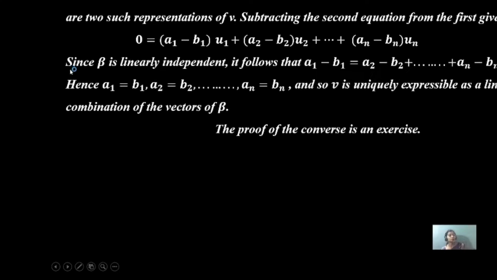Since beta is linearly independent by the definition, it follows that a1 minus b1 equals 0, a2 minus b2 equals 0, up to an minus bn equals 0. Hence a1 equals b1, a2 equals b2, and an equals bn. And so v is uniquely expressed as a linear combination of the vectors of beta. Hence the proof of this theorem is complete.